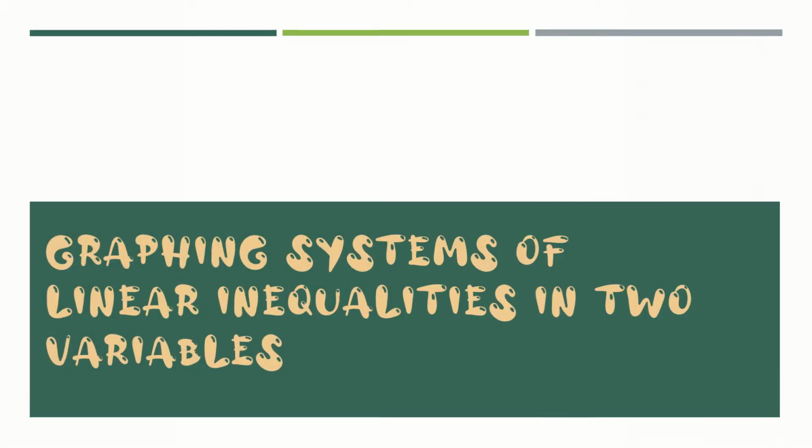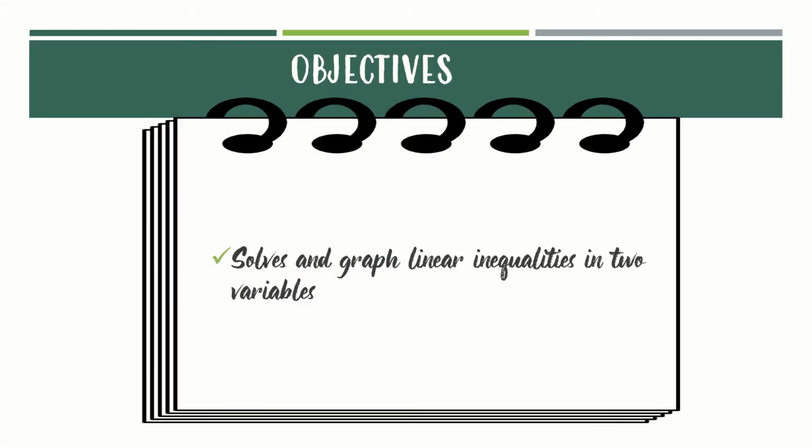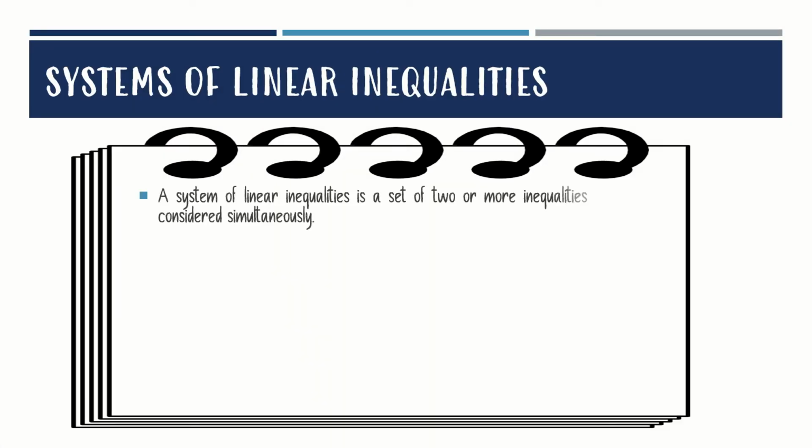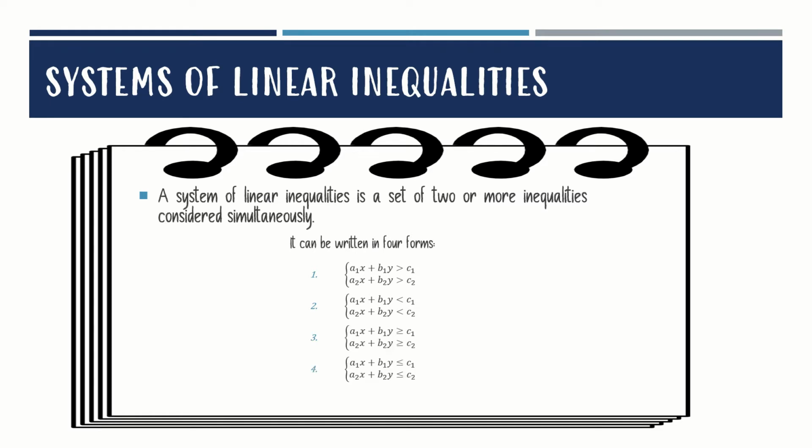For this lesson, you will learn how to solve and graph linear inequalities in two variables. Let us first define systems of linear inequalities. A system of linear inequalities is a set of two or more inequalities considered simultaneously. A system of linear inequalities can be written in four forms using the inequality symbols greater than, less than, greater than or equal to, or less than or equal to, where A, B, and C are real numbers and A and B are not both zero.